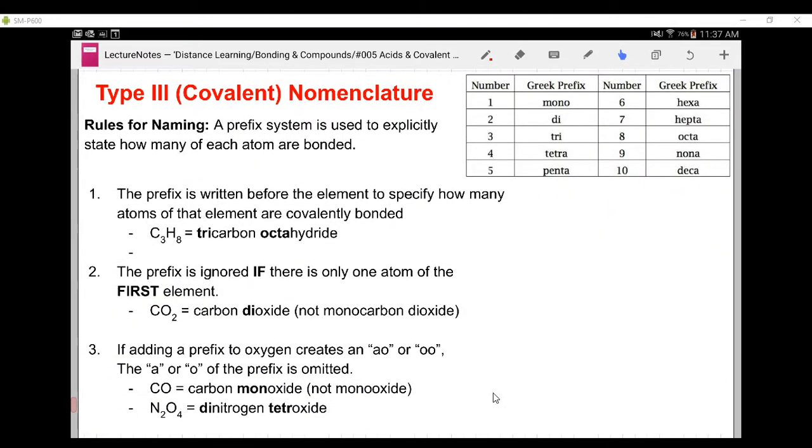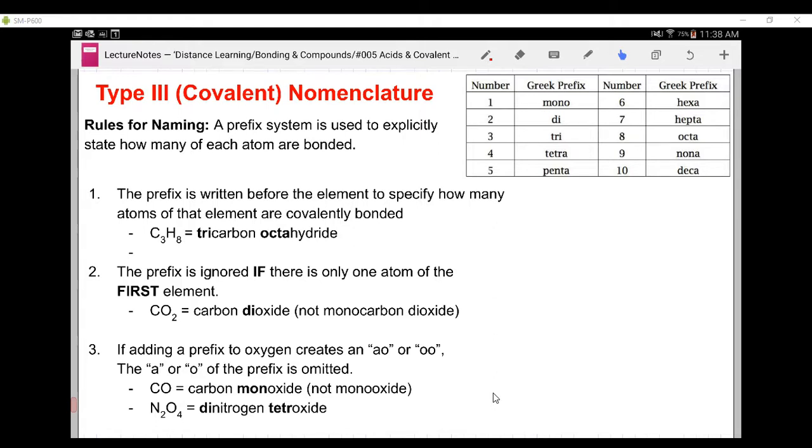The rules we use for covalent compound nomenclature are pretty simple. We use a prefix to tell how many of the elements are in the compound. That's all there is to it. We're more commonly familiar with this type because of things we refer to in the news, such as carbon dioxide, carbon monoxide. All of those are covalent compounds, and we use those prefixes in there anyway.